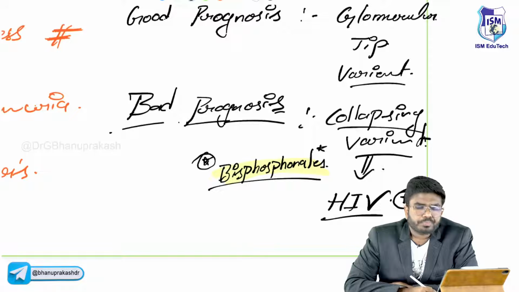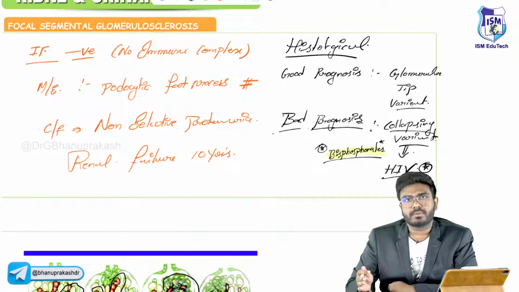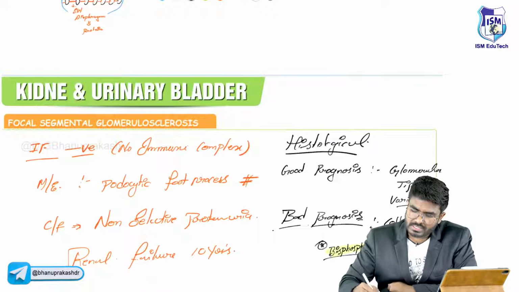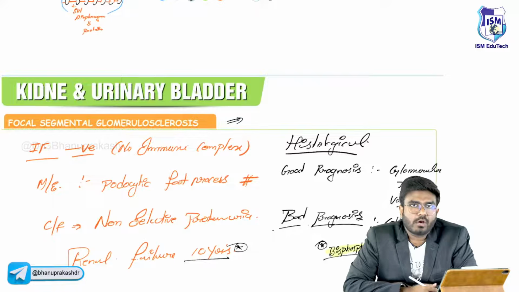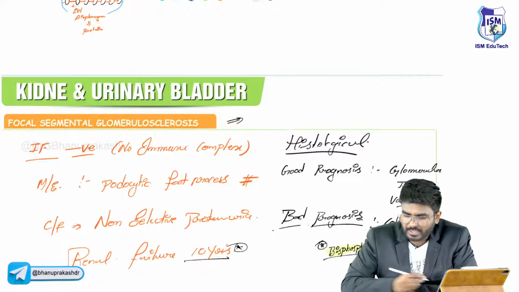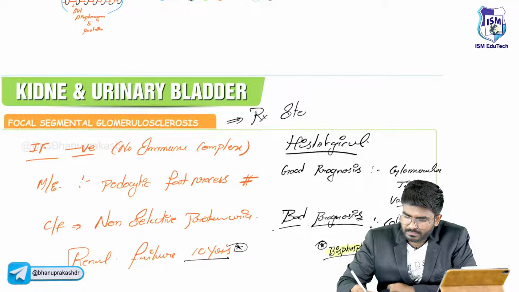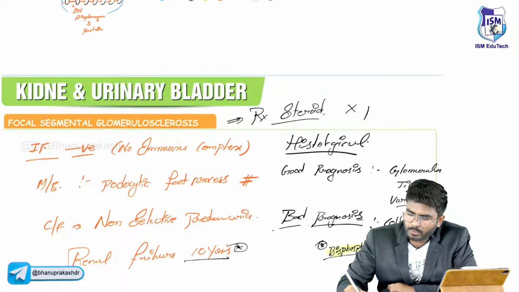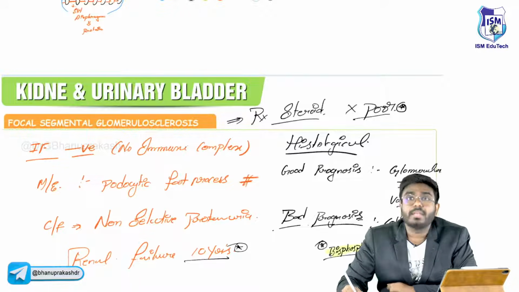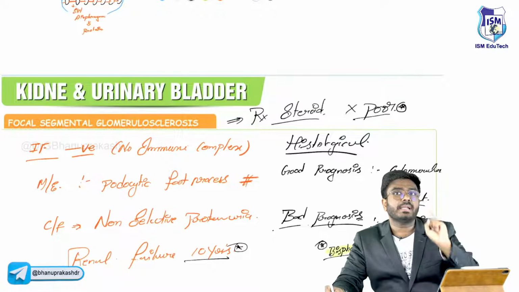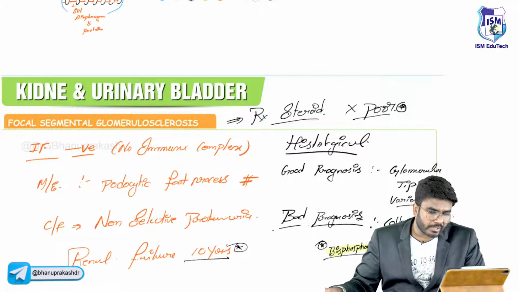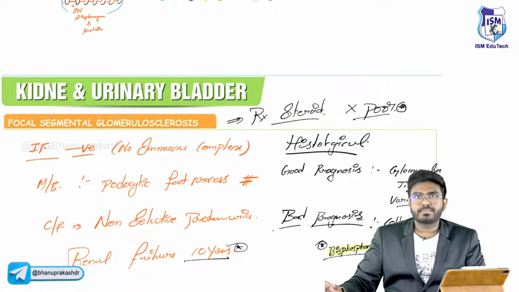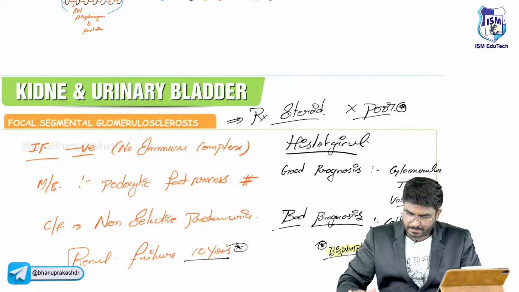And the chances of renal failure in this condition, generally speaking in focal segmental glomerular sclerosis, are going to be high. In 10 years, as I have explained, there is a risk of renal failure. Treatment with steroids is not possible, poor response. Minimal change disease shows an excellent response with steroids, but here steroids are not going to work. These patients usually go for a transplant. So 2 types of nephrotic syndromes are completed.